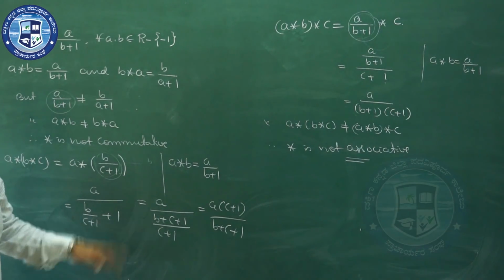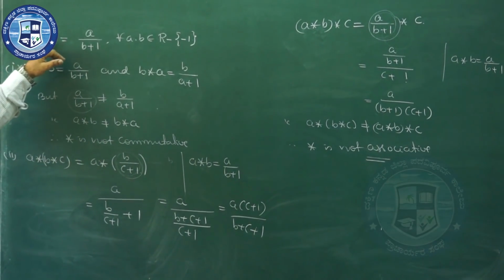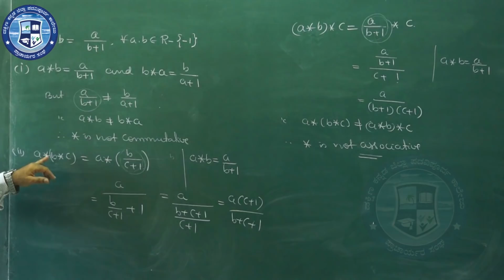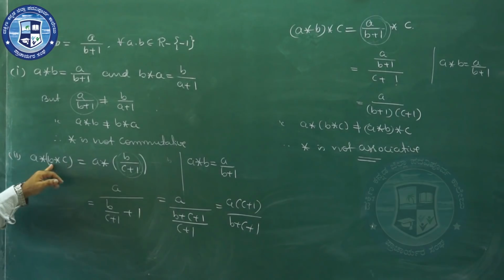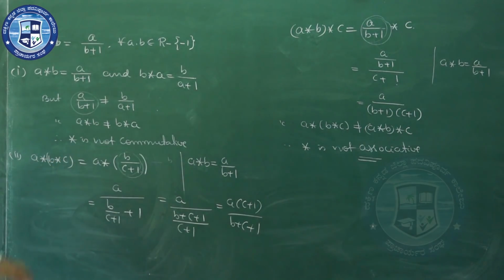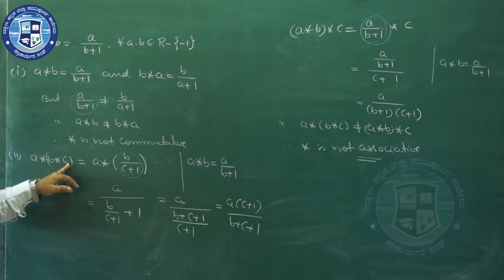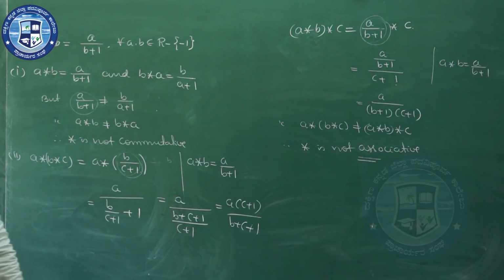So I think you have got the idea about commutative and associative. Commutative means A star B equal to B star A. Associative means A star B star C: the association of B and C is the same as the association of A and B with respect to C. So A star B star C is the same as A star B star C. But here we observe that the equation is not equal. Hence star is not associative.